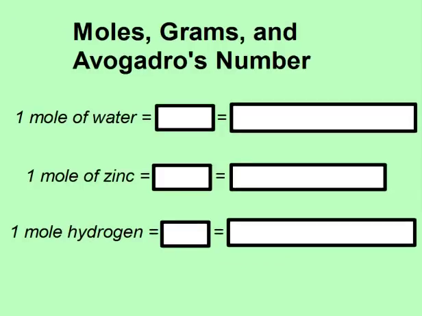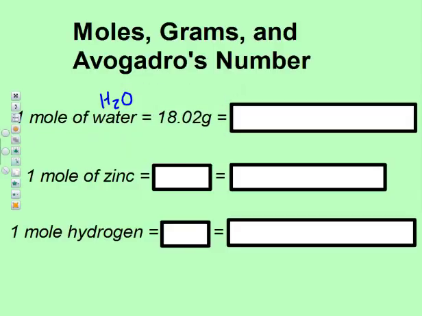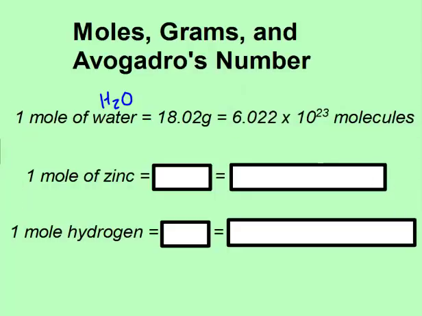So water is H2O. If I was trying to find the mass of water, I would need to look on the periodic table and find the mass of 2 hydrogens and 1 oxygen. That would give me a molar mass of 18.02 grams. Since that's a molecule, then it would be 6.022 times 10 to the 23rd molecules.